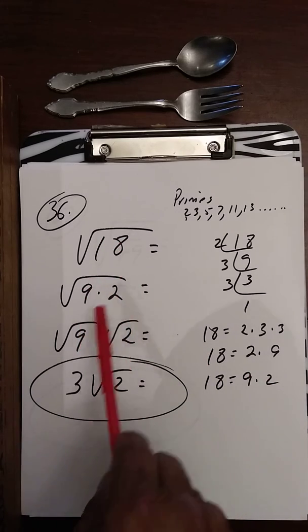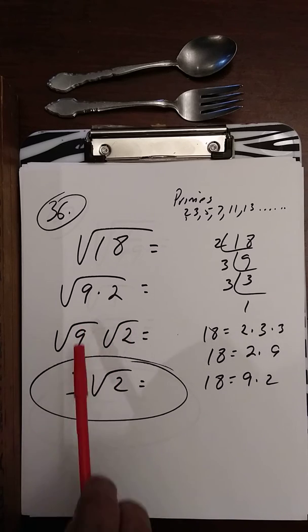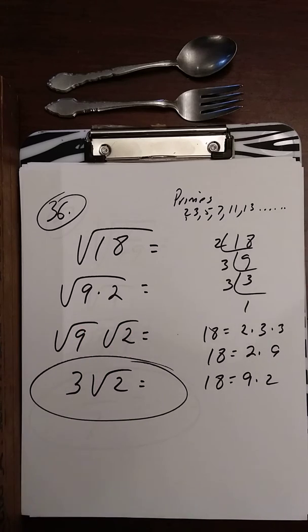18, 9 times 2. Break it into 2 square roots. Square root of 9, square root of 2. The square root of 9 is 3. Bring it down, square root of 2.